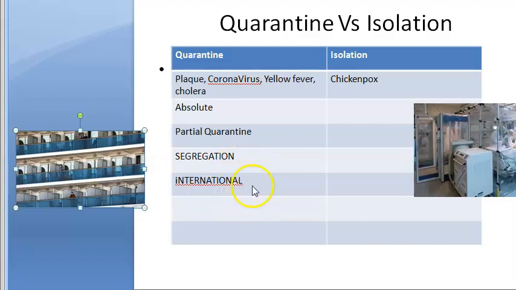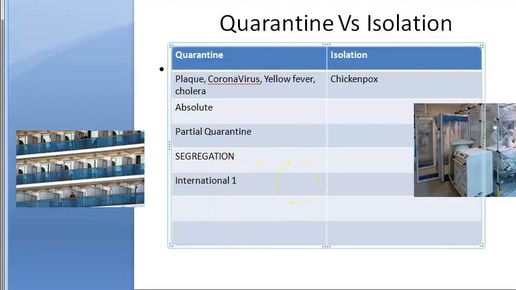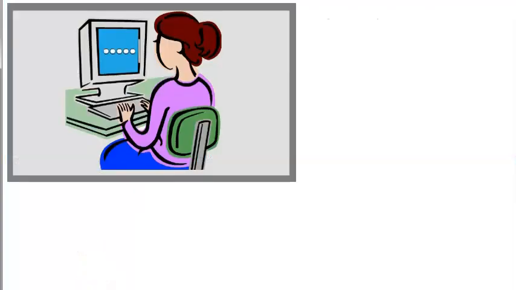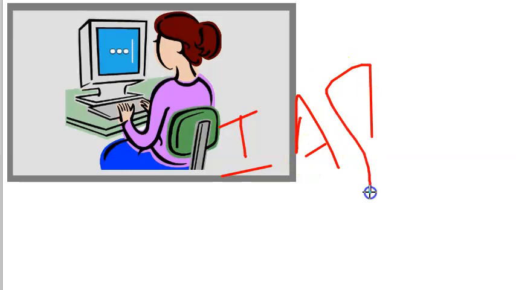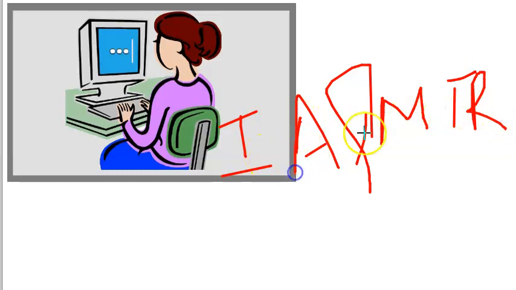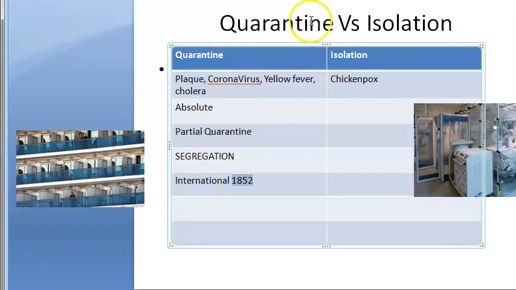The first international quarantine rules were adopted in 1852. And now it is under WHO. Guys, there is one law here that you should know, some regulation called the International Aerial and Maritime Traffic Regulations. Okay. There is strict enforcement of these regulations in regards to quarantine to prevent international spread of disease. So I think this much is enough for quarantine versus isolation.